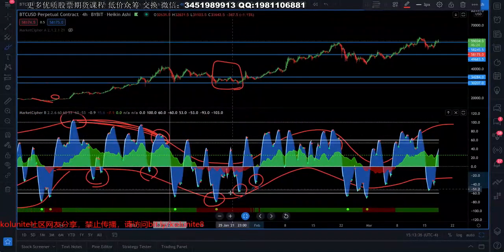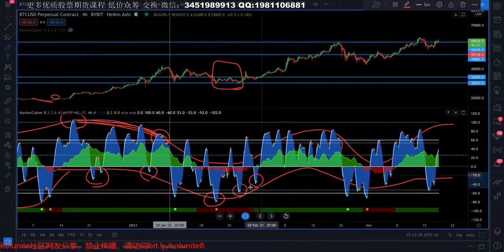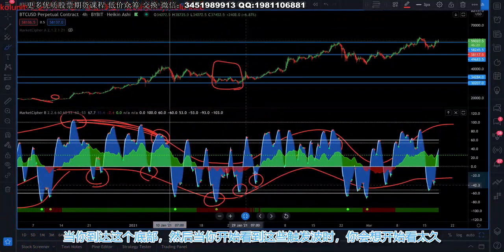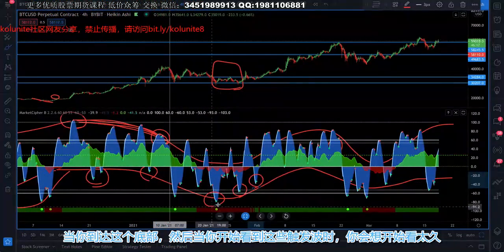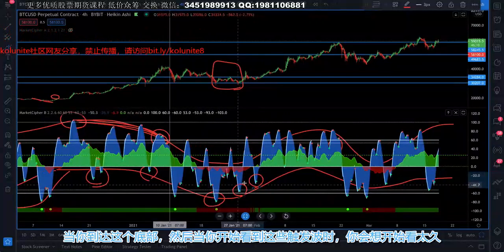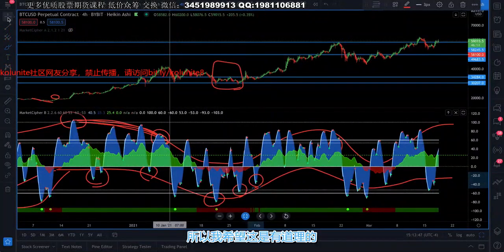And so we have our anchor wave, we have our trigger waves. You would want to start to look to long when you get this bottom, and then when you start to see these trigger waves forming. So I hope that makes sense.